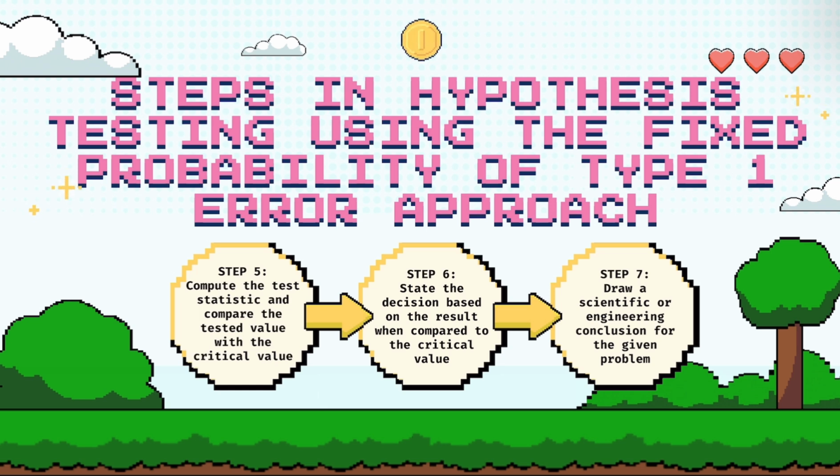Our step 6 is state the decision based on the result when compared to the critical value. After natin ma-compute at ma-compare, babalik ulit tayo sa bell curve at titingnan natin kung saan region bumagsak ang ating computed value. And for our last step, draw a scientific or engineering conclusion for the given problem. Gagawa tayo ng short conclusion na nagpapakita na may evidence o wala para i-prove ang claim ng ating statement. To much understand, we will answer some sample problems.